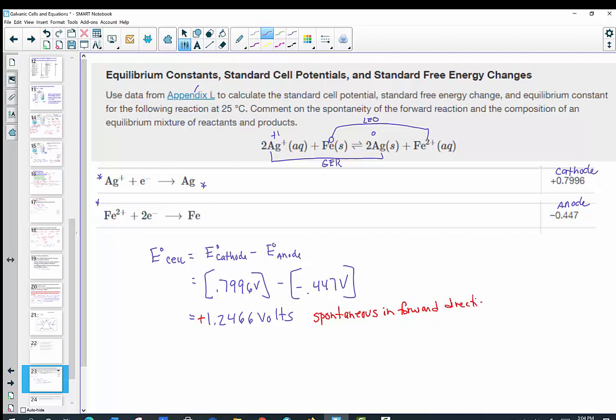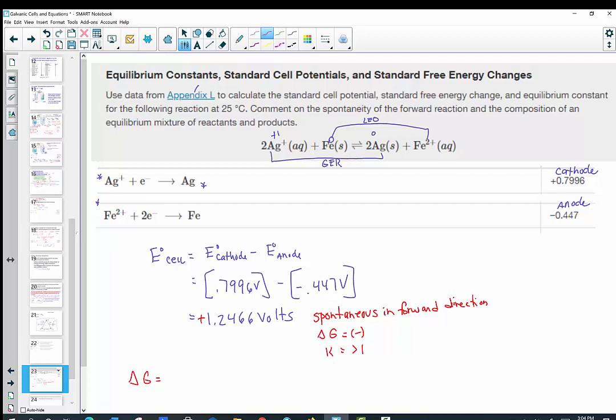And what else do we know? Because it's spontaneous, I know delta G better come out negative, and I know that the equilibrium constant better be greater than 1, because those all mean the same thing. We're favoring the forward direction. Let's calculate delta G next.